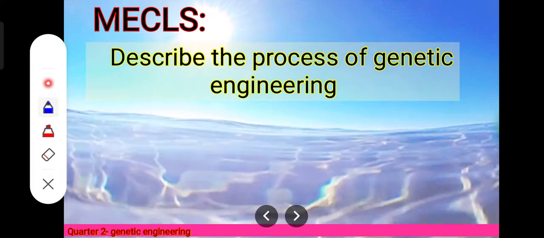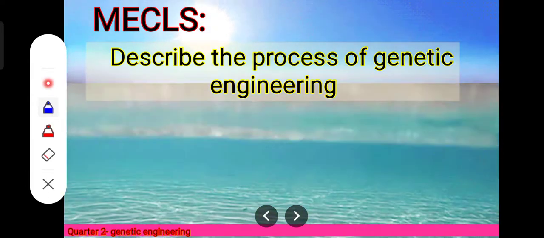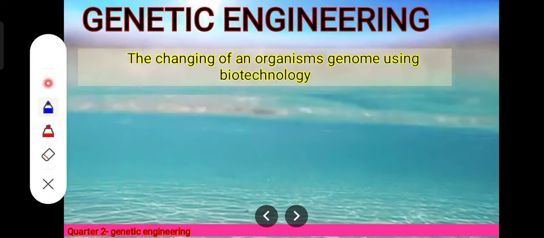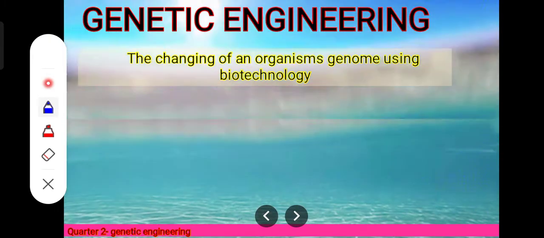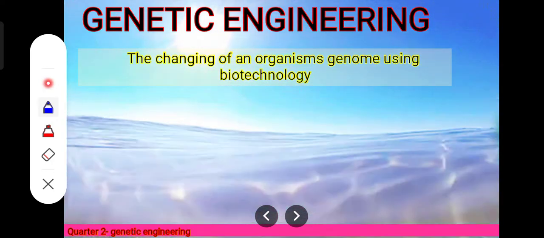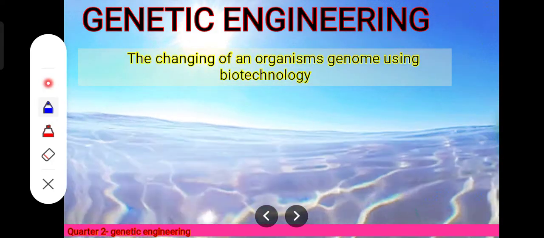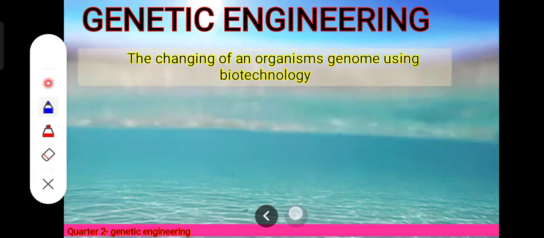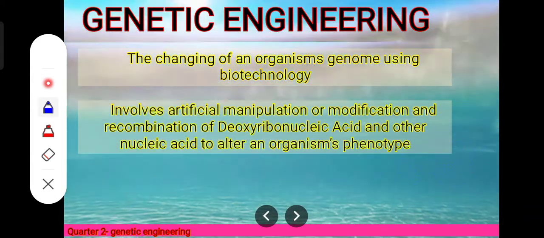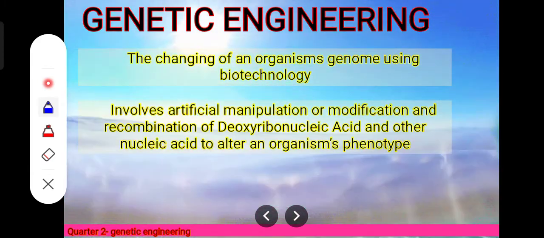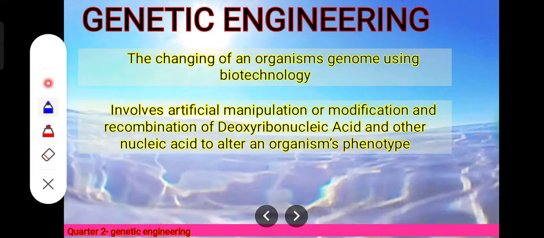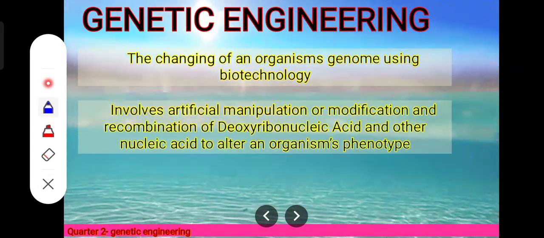So this is our Most Essential Learning Competencies, or MELCs. Describe the process of genetic engineering. Genetic engineering is the changing of an organism's genome using biotechnology. Take note, genetic engineering is also called genetic modification, one of the many branches of applied biology. It involves artificial manipulation or modification and recombination of DNA, or deoxyribonucleic acid, and other nucleic acid to alter an organism's phenotype.